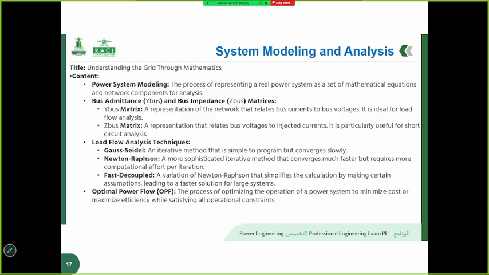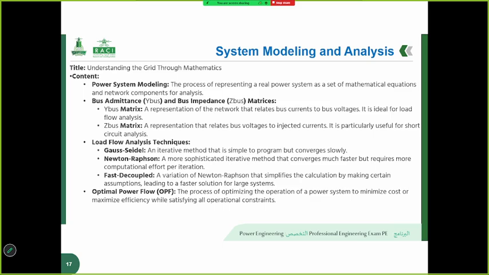So, first of all, power system modeling is the process of translating the physical components of the electric grid, such as generators, transmission lines, and loads, into a mathematical representation. This allows engineers to simulate the behavior of the system under various conditions, from normal operations to severe faults. The most common form of this representation is the network matrix, which is used in various analytical studies.